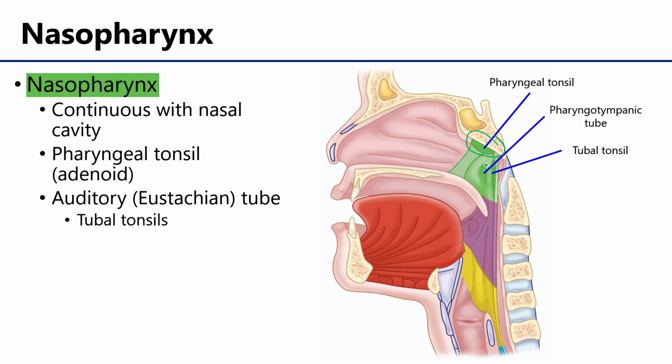There is also the opening for the pharyngotympanic tube, also known as the eustachian tube, which is going to connect the nasopharynx with the middle ear so as to equilibrate pressure within the middle ear. So if your ears have popped, you know that's air traveling through that pharyngotympanic tube, or eustachian tube. And surrounding the opening of the pharyngotympanic tube is a collection of other lymphatic tissue known as tubal tonsils.